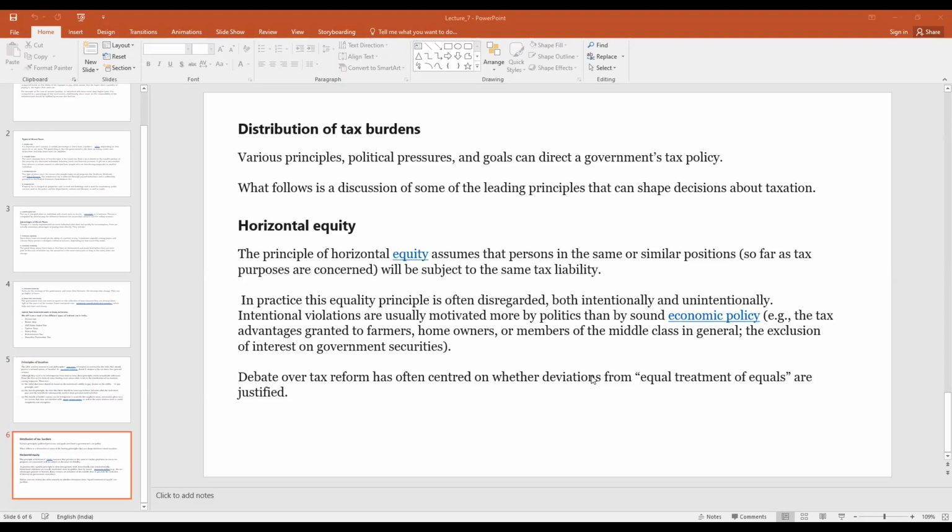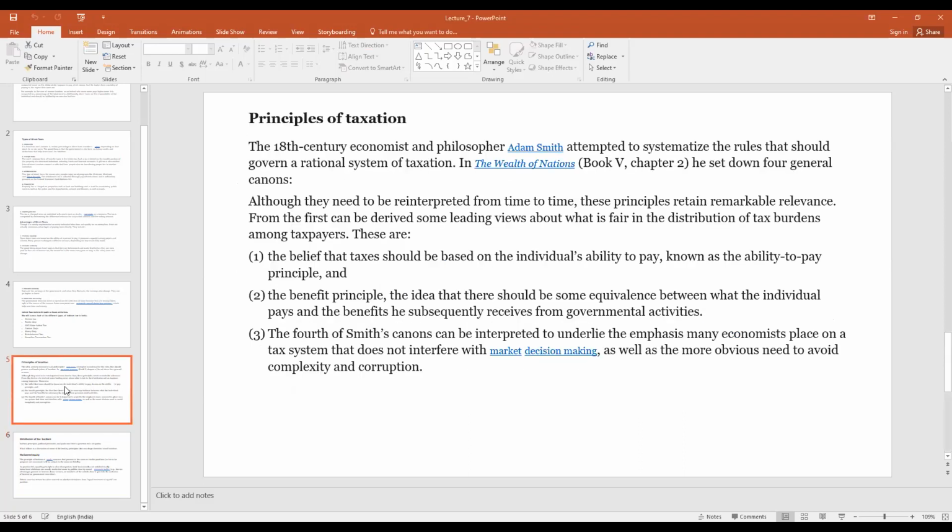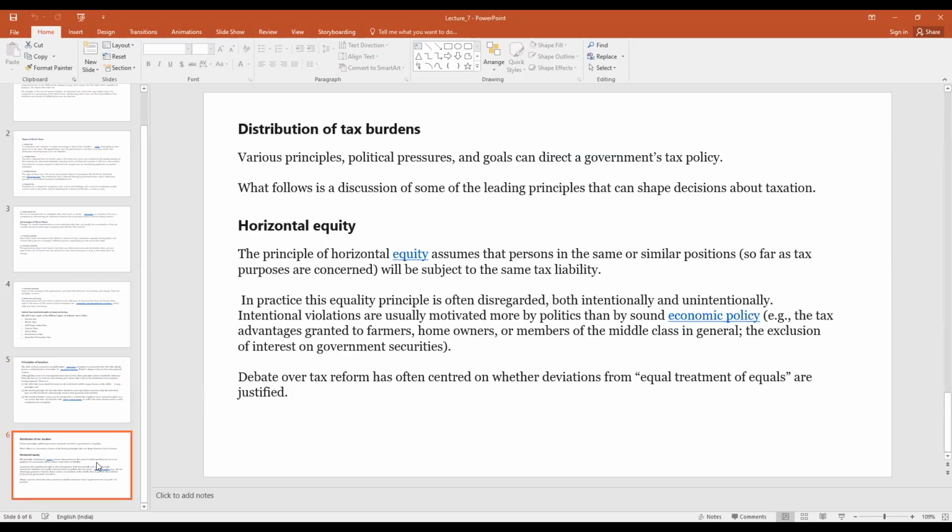So tax policy purely depends upon the various principles as we discussed in the previous slide. It should be the principle of equity or equality, then the principle of benefit, then the principle of ability to pay taxes. So by applying the various principles, we can distribute, redistribute or equalize the spread of tax burdens to all people in society.